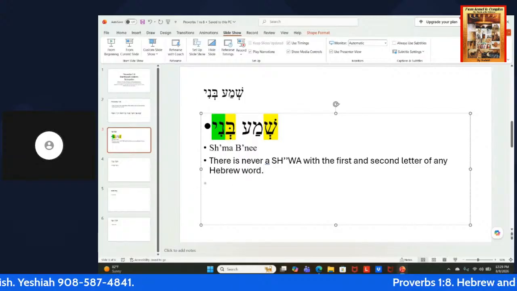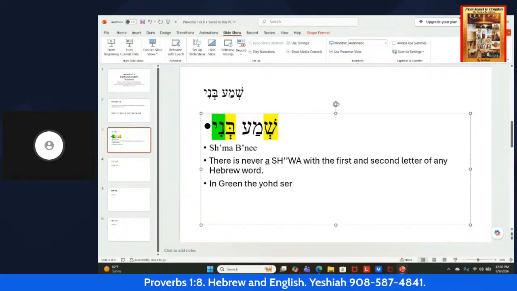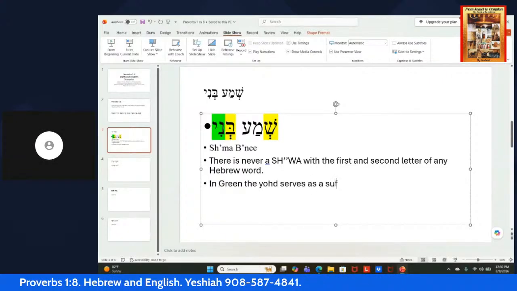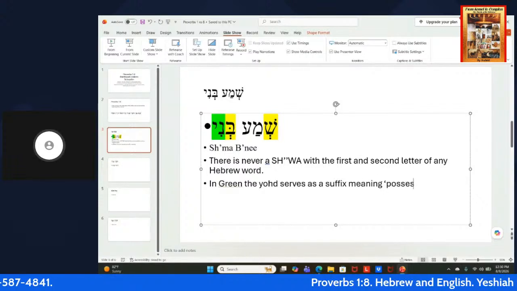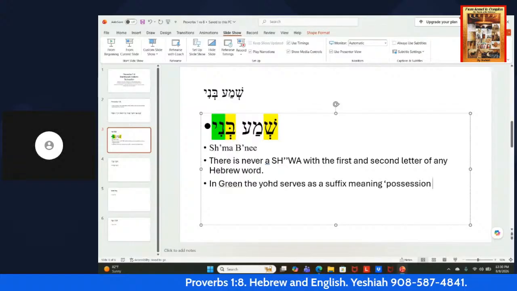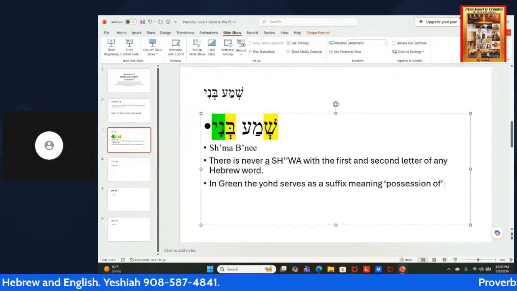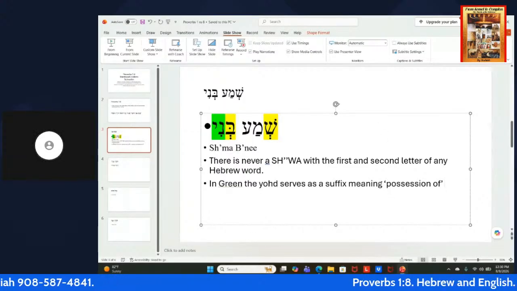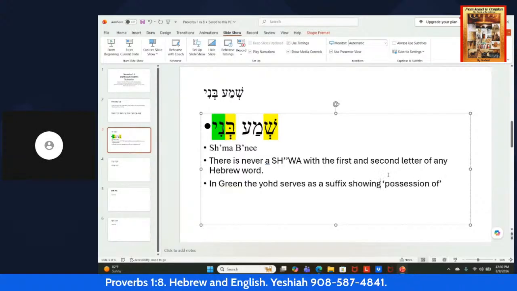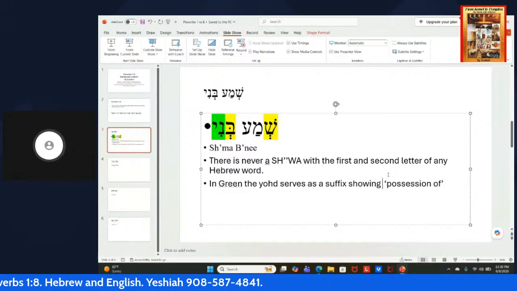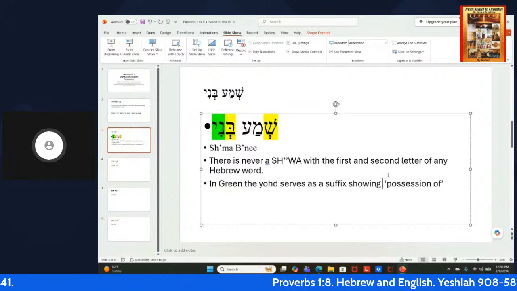Now, what you're seeing in green, the yod serves as a suffix, essentially possession of. It doesn't literally mean that, but what that does is show, let me not say mean, let me say showing, with the suffix showing possession, meaning in this case, my. So because the initial word of that is the word ben, meaning son, beni becomes my son.